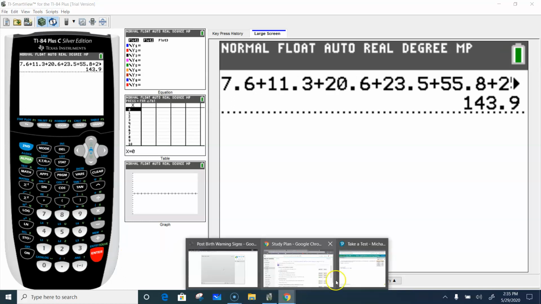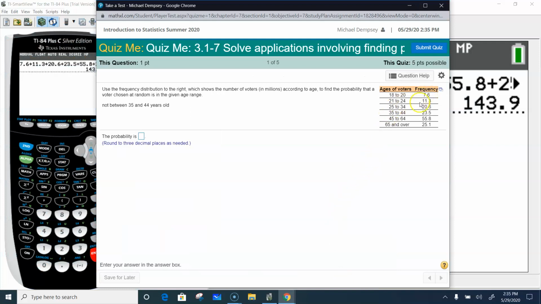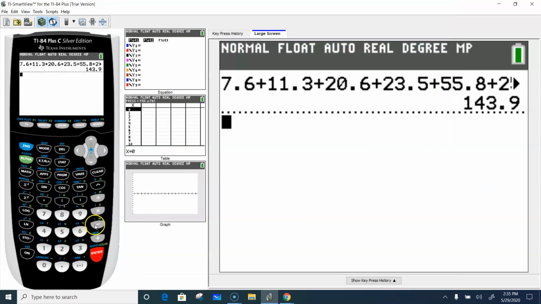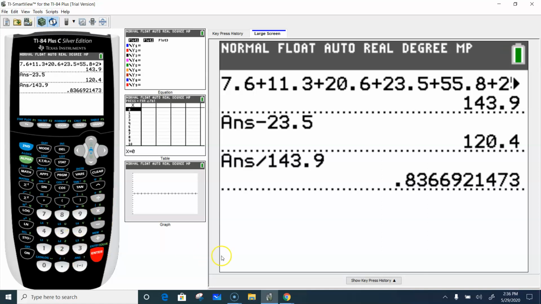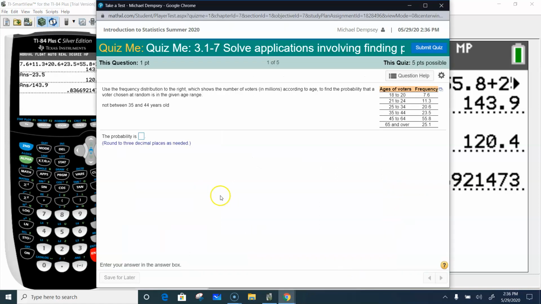So there's a couple of ways that we could answer this question. We could add everything except the 23.5, and then divide that by 143.9. Or we could take 23.5 divided by 143.9 and subtract that from 1. You can do it either way. I think it's easier just to take everything but the 23.5, because we want the probability that somebody's not in that age group. So if I take 143.9 minus 23.5, that gives 120.4, and then I'm going to divide that by 143.9. That'll give me my probability that somebody is not in that age bracket, 0.837. I'm not sure of the decimal places they want here. 3, so that'll work.